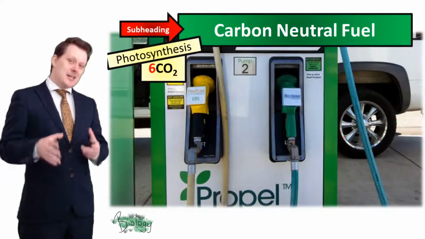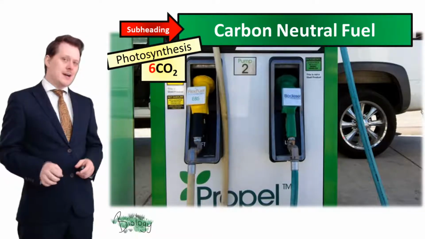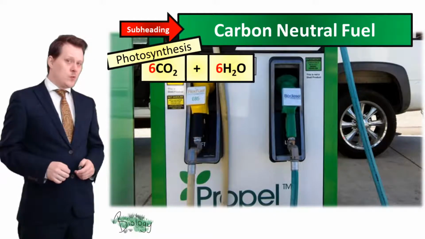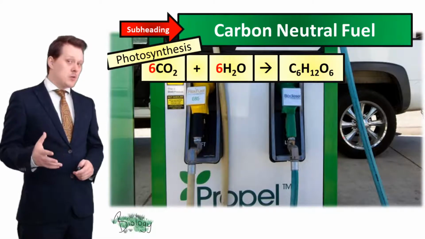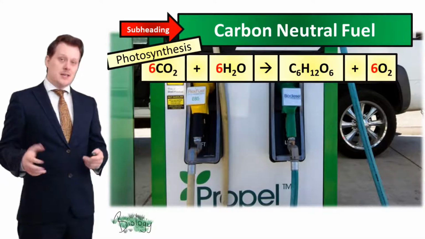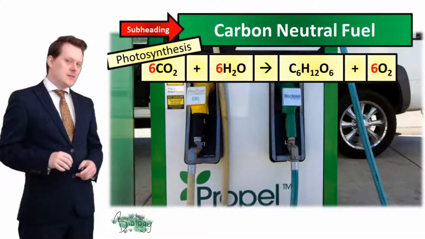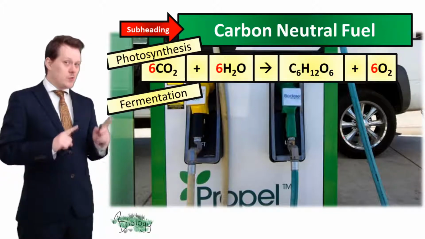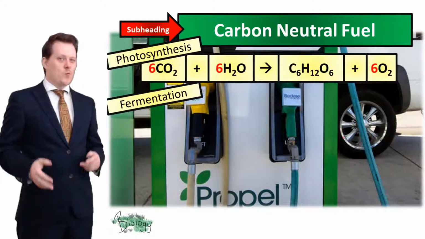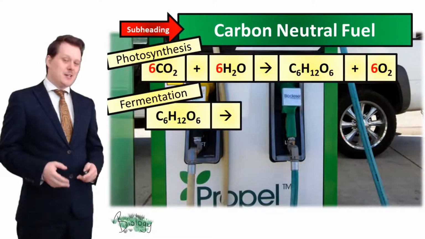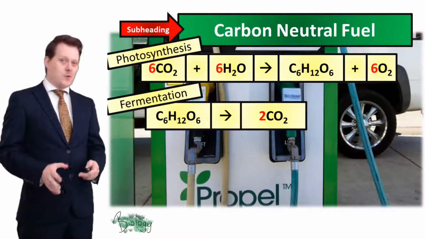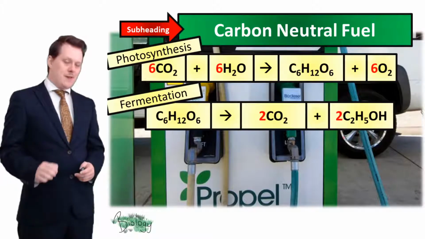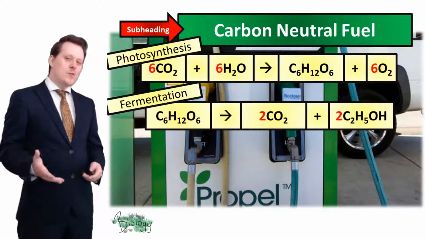That takes 6 molecules of carbon dioxide out of the atmosphere. It reacts those with 6 molecules of water. This produces a molecule of glucose and 6 molecules of oxygen. So now our plants have produced this glucose. Now that we've got glucose, we can begin our fermentation. We take our glucose, we add our yeast, and this converts the glucose into 2 molecules of carbon dioxide and 2 molecules of ethanol. But what can we do with this ethanol?